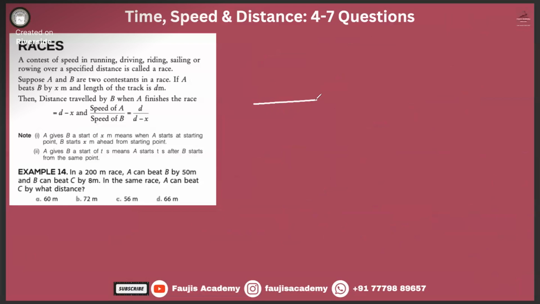Let's just try to understand it this way. This is your racetrack, 200 meters, right? If A reaches over here, then B is somewhere here at 150 meters, right? And we don't know where exactly C is.